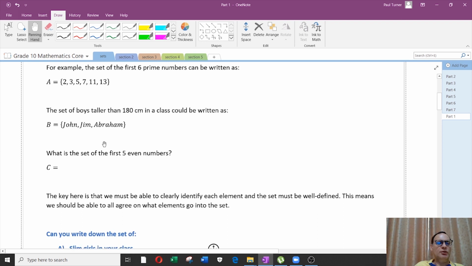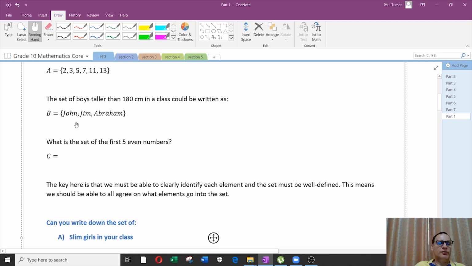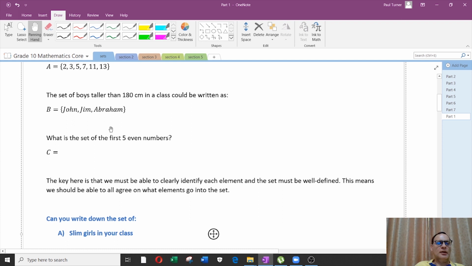And another example is when we look in a classroom, for example, and we measure the heights of all the boys, and we could write down the set of boys that are taller than 180 centimeters. And we will write their names in set B. So it could be John, Jim, and Abraham.